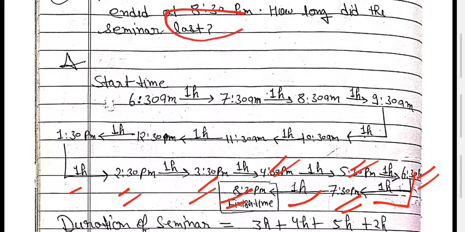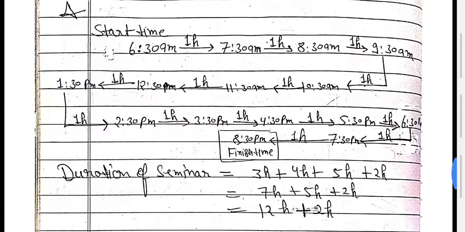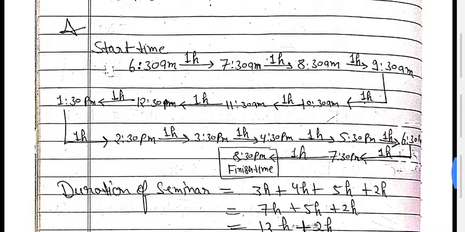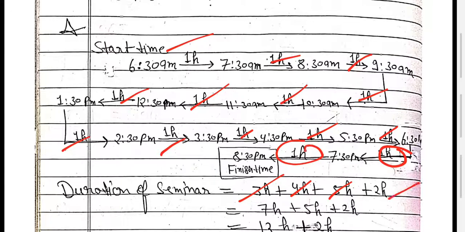So your end time is 8:30. So you have to write here finish time. Now just count the duration of this seminar. Just count how many are in the first line: 1 hour, 2 hour, 3 hour. So 3 hours in the first line. Second line, 1 hour, 2 hour, 3 hour, 4 hour. So 4 hours in the second line. Third line, 1 hour, 2, 3, 4, 5 hour. 5 hours here. And the last line, 1 hour and 2 hour. 2 hours here.